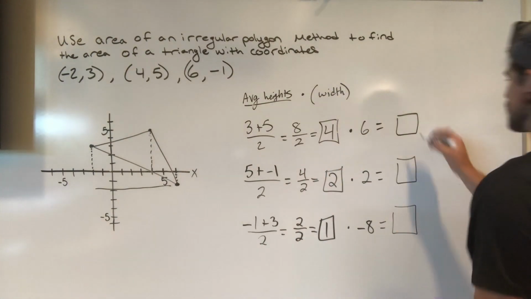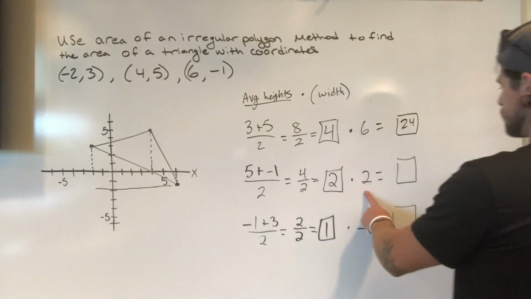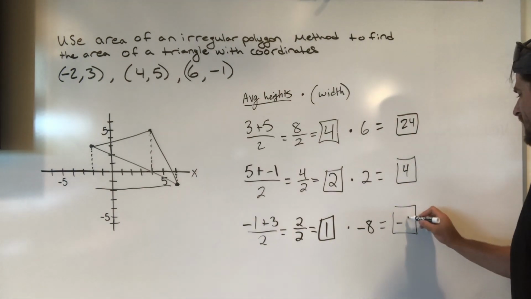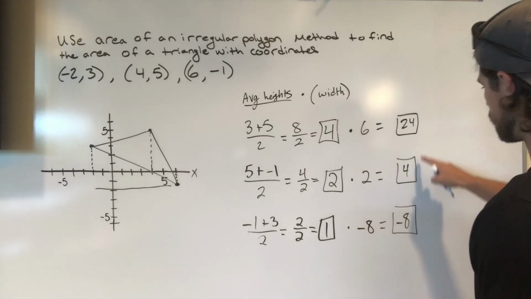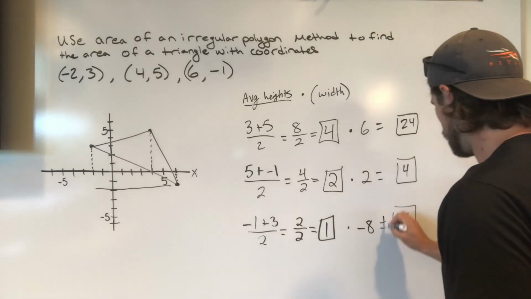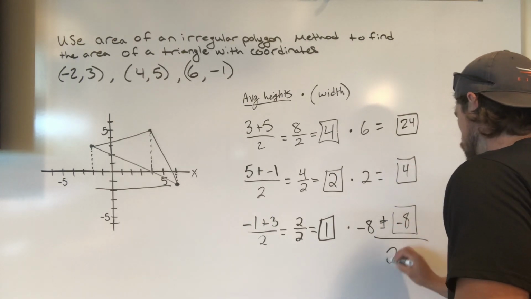4 times 6, that's going to give me 24. 2 times 2, that's going to give me 4. 1 times -8 is going to give me a -8. 24 plus 4, 28, plus a -8. Adding all those together is going to give me 20 square units.